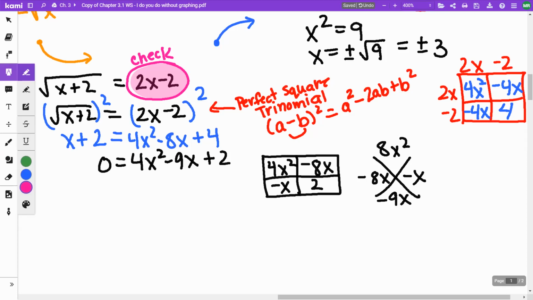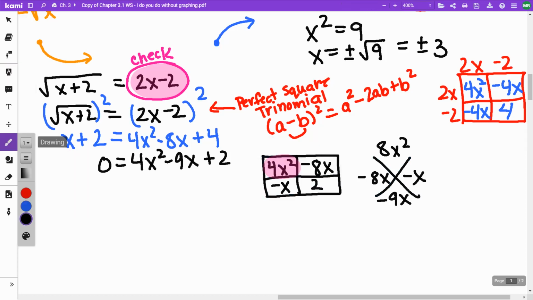So for this, I'm going to focus on my 4x squared. That's what I'm going to focus on. So when I'm looking at that, it could be a 4x and an x. It could be a 2x and a 2x. Looking at that x there, I'm thinking not 2x and 2x. That won't be very helpful.